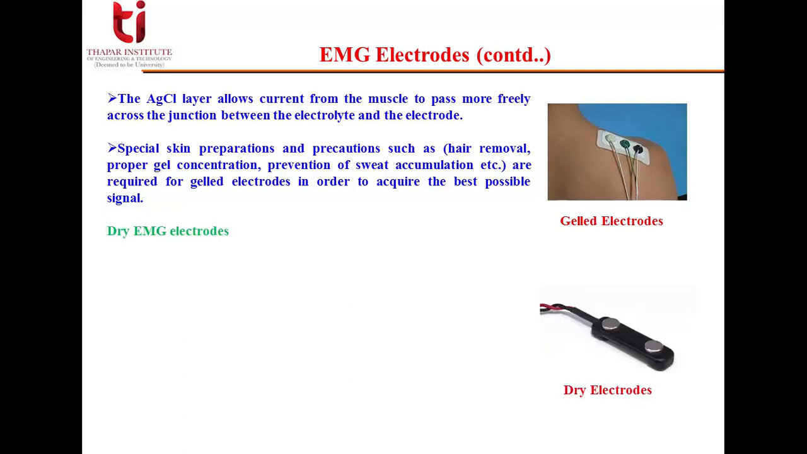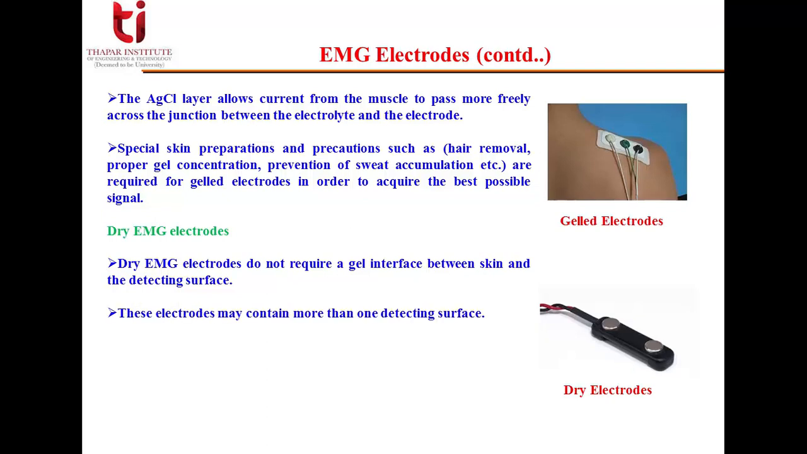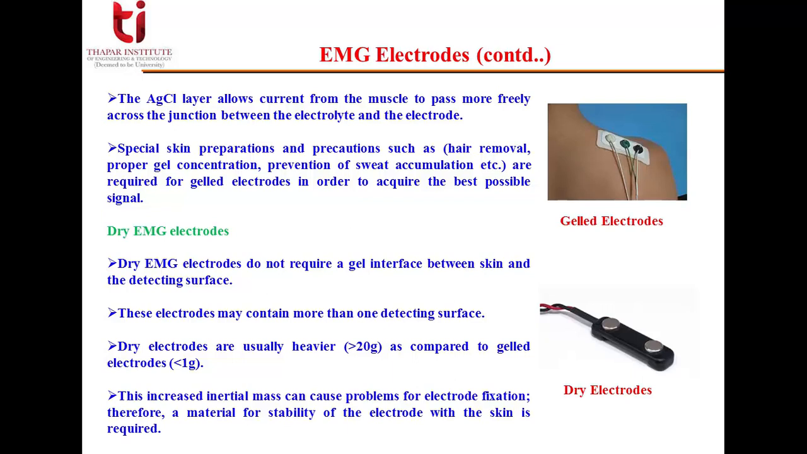Now next are the dry EMG electrodes. These electrodes do not require a gel interface between the skin and the detecting surface. They may contain more than one detecting surface. They are usually heavier, greater than 20 grams, as compared to gelled electrodes, which are less than 1 gram. This increased inertial mass can cause problems for electrode fixation. Therefore, a material for stability of the electrode with the skin is required in the case of dry electrodes.